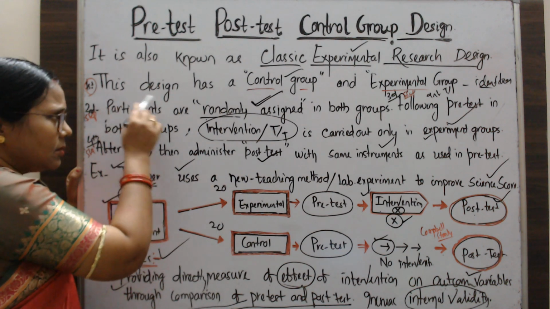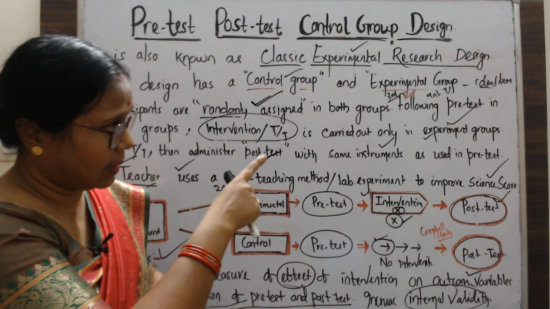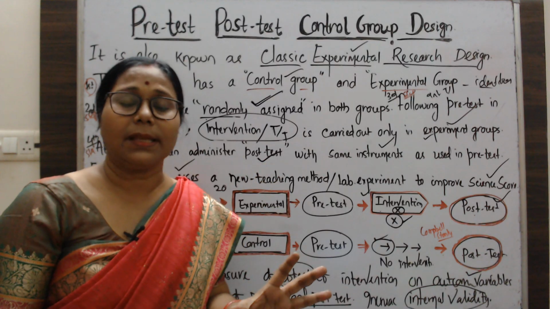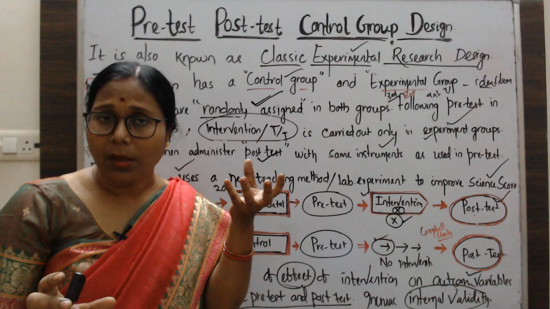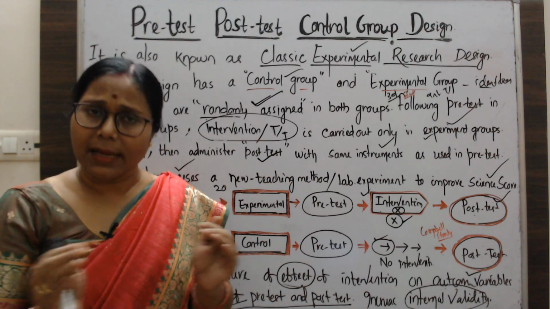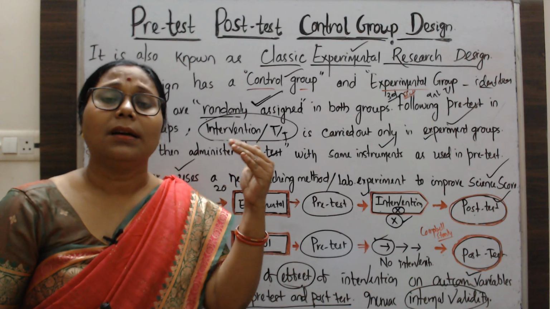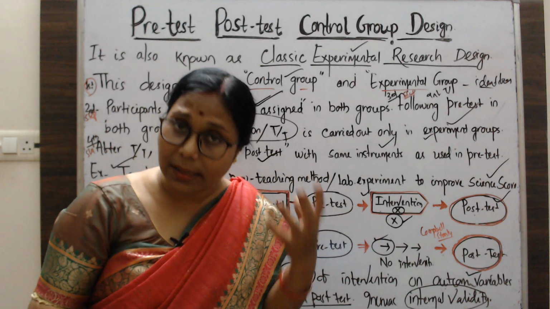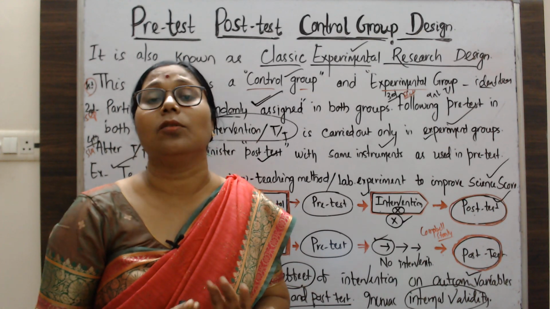In this design, there are two groups, one is the control group, another is the experimental group, and these two groups are the same in characteristics, because the subjects or participants selected in the control group and the experimental group are identical, having the same characteristics. But the difference is that the experimental group gets the intervention or the treatment, but in the control group there is no intervention and no treatment.